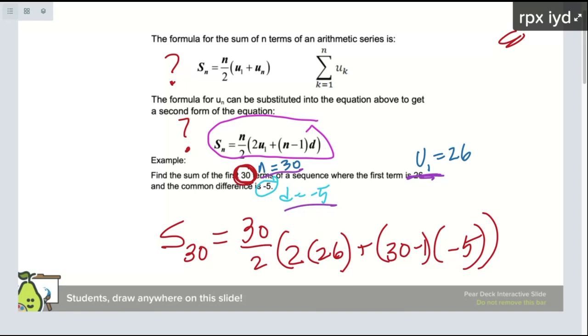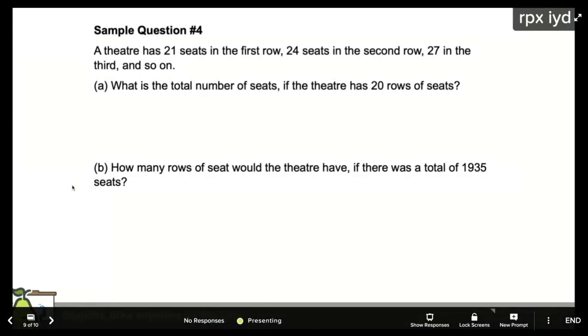So if I didn't have one of these, if I didn't have the difference, then I would have to use the other one. And if you ever see this symbol here, that's called sigma. All that means is sum. You might get a question that says find the sum, but it'll say this instead. Sigma just means find the sum. So now we're just going to do part A.